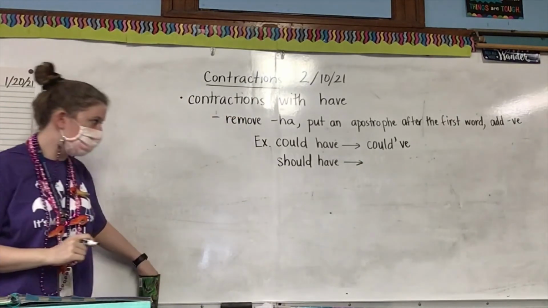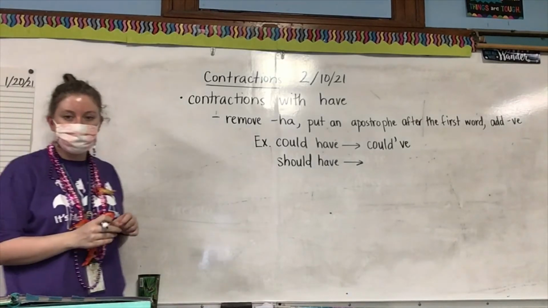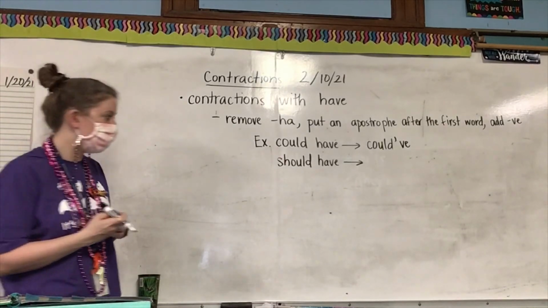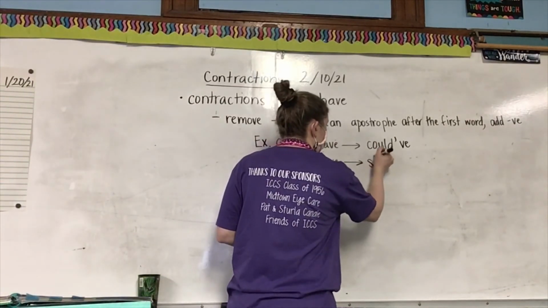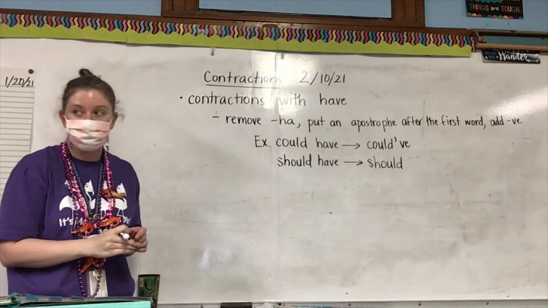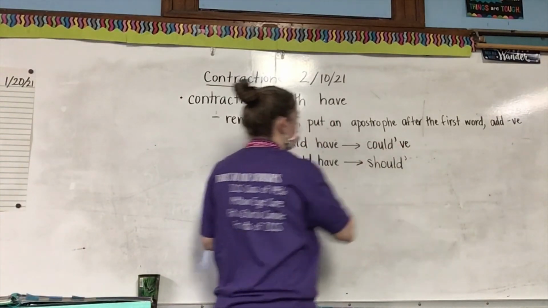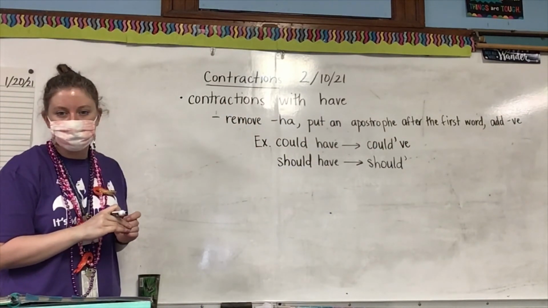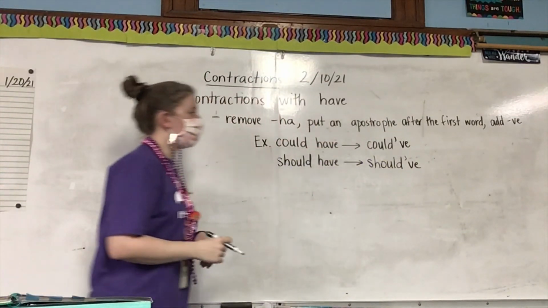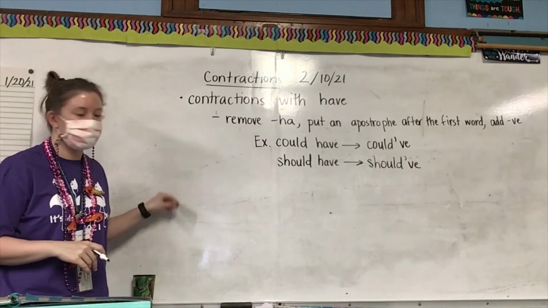Should have becomes what, Zari? Should have. How do we spell that? S-H-O-U-L-D, because the first word doesn't change. Apostrophe, because we put an apostrophe after the first word. VE. So should have becomes should've. I should have gone to the grocery store today.